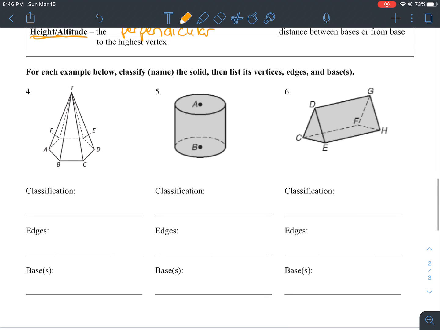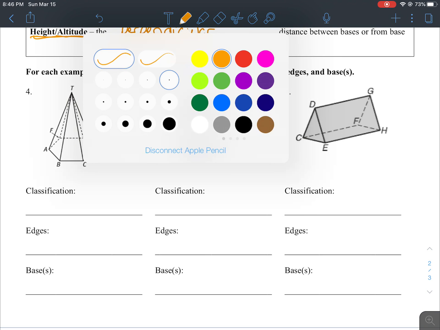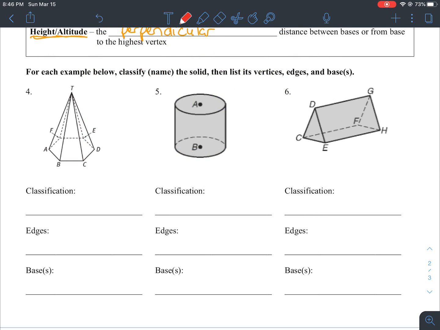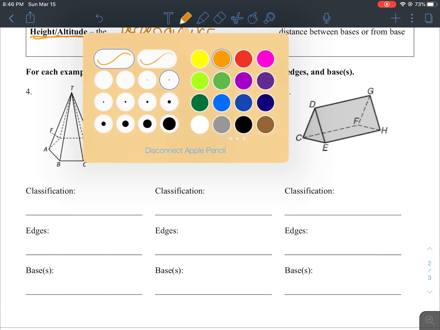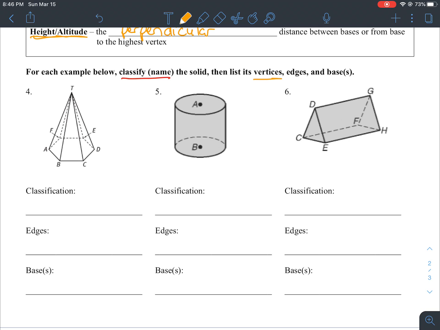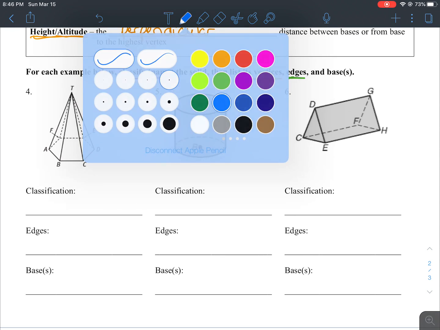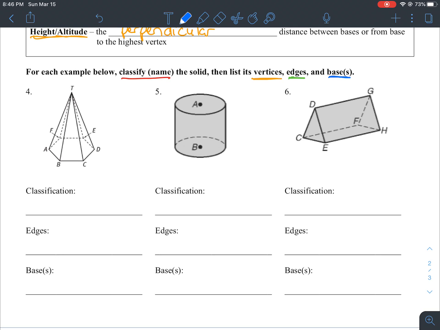So, vocabulary examples that you may be asked to do. No math required as far as numbers go, but it's just naming and identifying different parts. So, the first line when it says classify, we want to just name what type of shape it is, and we want to be as descriptive as possible when we do that. When it asks for the vertices, we want to list any points or any areas on the shape where it comes to a single point. When it asks for the edges, we're looking for segments of where two sides come together. And lastly, when it comes to bases, we essentially want to just say what shape the base is.